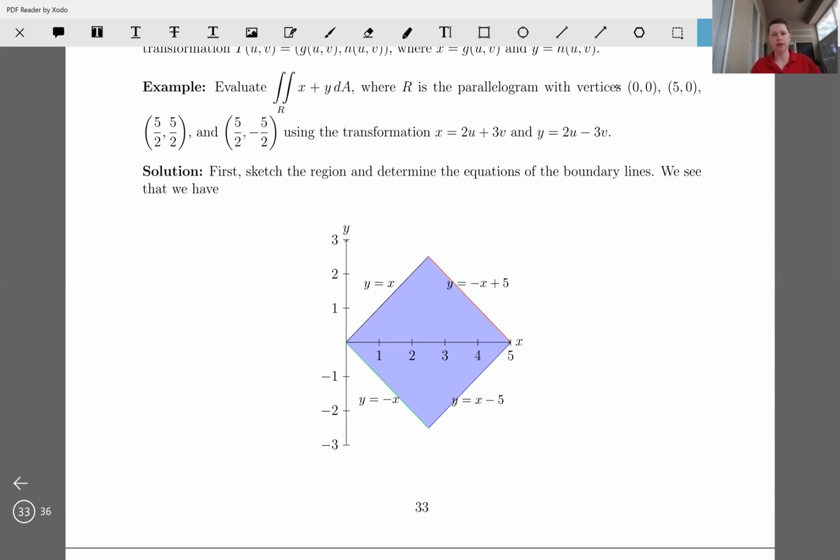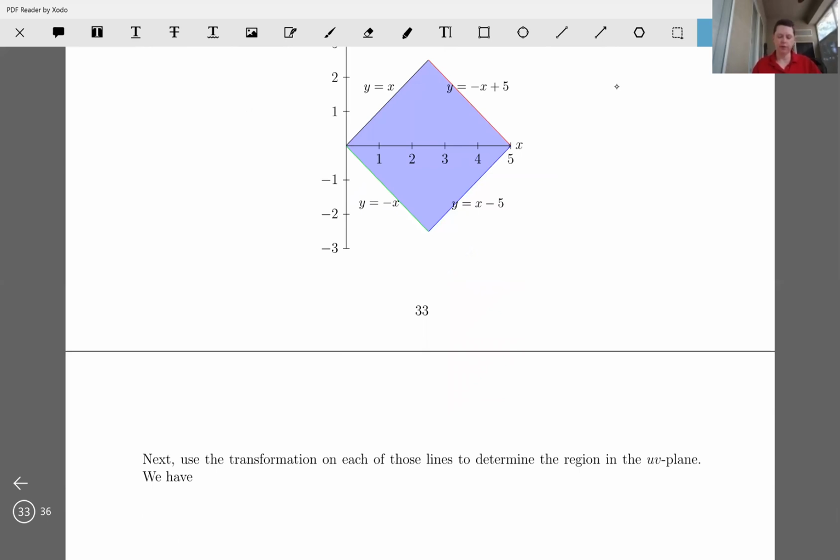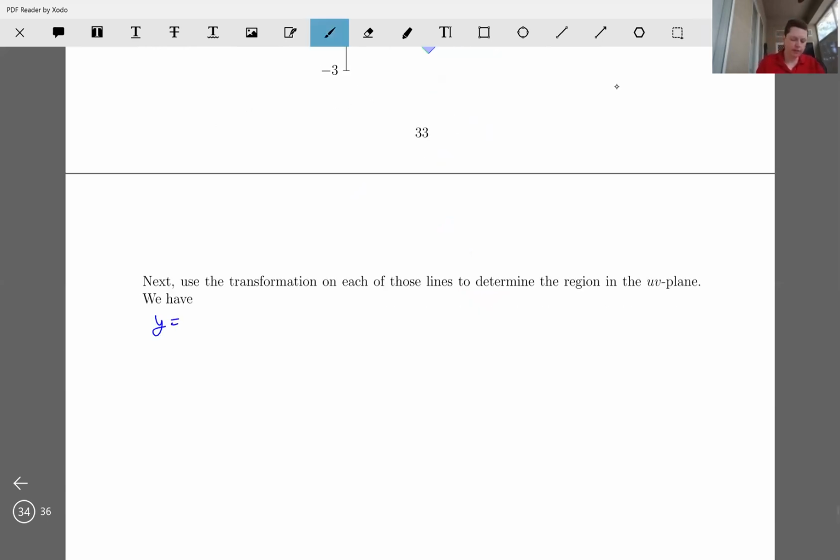So first thing we want to do is sketch the region and determine the equations of the boundary lines. And I've already done that, and I've already found the equations of the lines. So the next thing we're going to do is use the transformation on each of these lines to determine the region we have in the UV plane. All right, so let's do y equals x. We have 2u minus 3v is going to equal 2u plus 3v by substituting. Algebra gives us that 6v is equal to 0, or v is equal to 0.